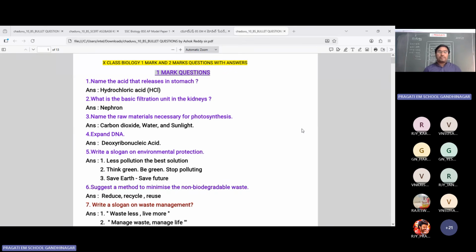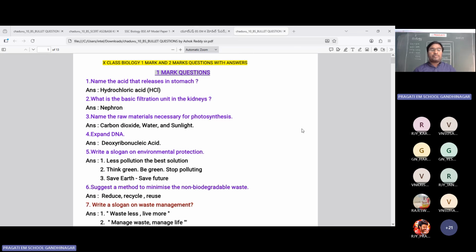And fourth important question is the full form of DNA. Deoxyribonucleic acid. When you are writing abbreviations, don't make spelling mistakes, children. Okay, try to write correct spellings.